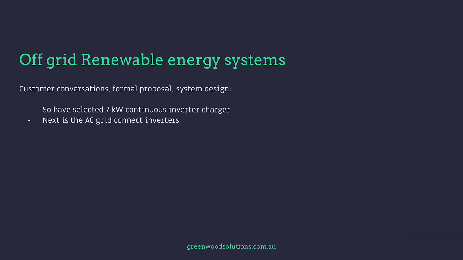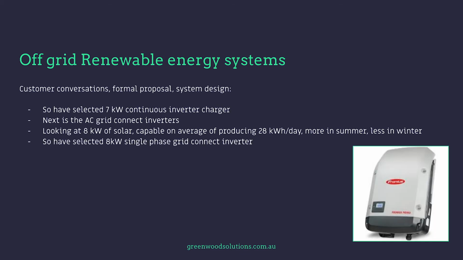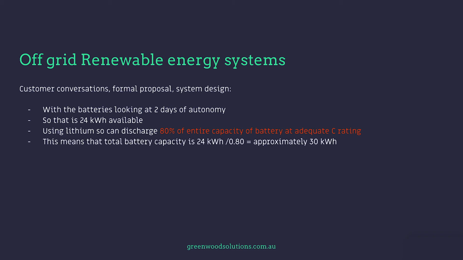Next is the AC grid connect inverters. We're looking at 8 kilowatts of solar, capable on average of producing 28 kilowatt hours a day, more in summer, less in winter. So I have selected an 8 kilowatt single phase grid connect inverter. With the batteries, we are looking at 2 days of autonomy, so that's 24 kilowatt hours available. Using lithium, we can discharge 80% of the entire capacity of battery at an adequate C rating. This means that total battery capacity is 24 kilowatt hours divided by 0.8, which equals approximately 30 kilowatt hours.